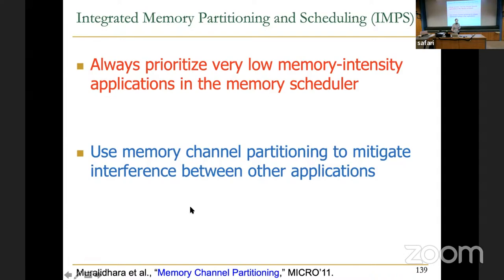Any questions? If applications change behavior, you may run into trouble, of course. In general, channel partitioning, this sort of partitioning approach, is not as adaptive as memory scheduling approaches like we have seen, because it requires movement of data, right? When you allocate a page to one channel and the application changes behavior, do you migrate that page to another channel? Your channel preferences may change. When you start migrating pages, it becomes expensive. So this paper actually doesn't migrate as much.